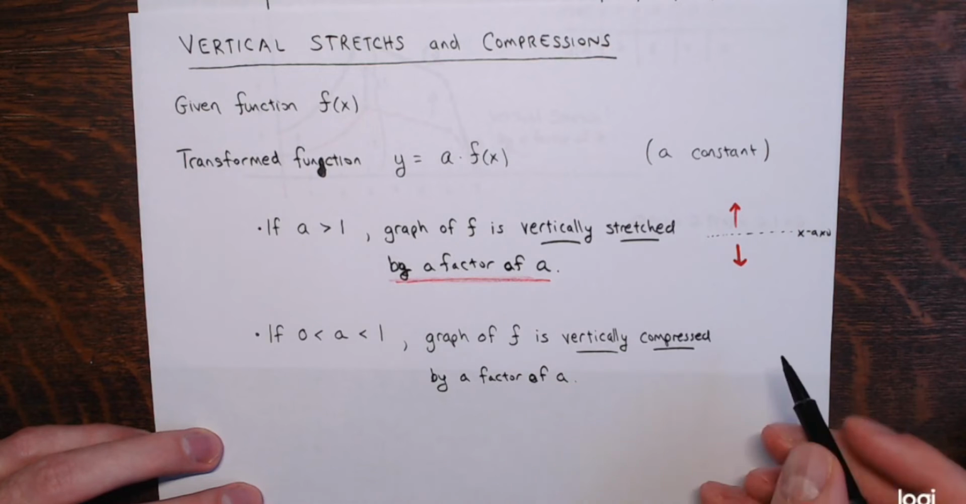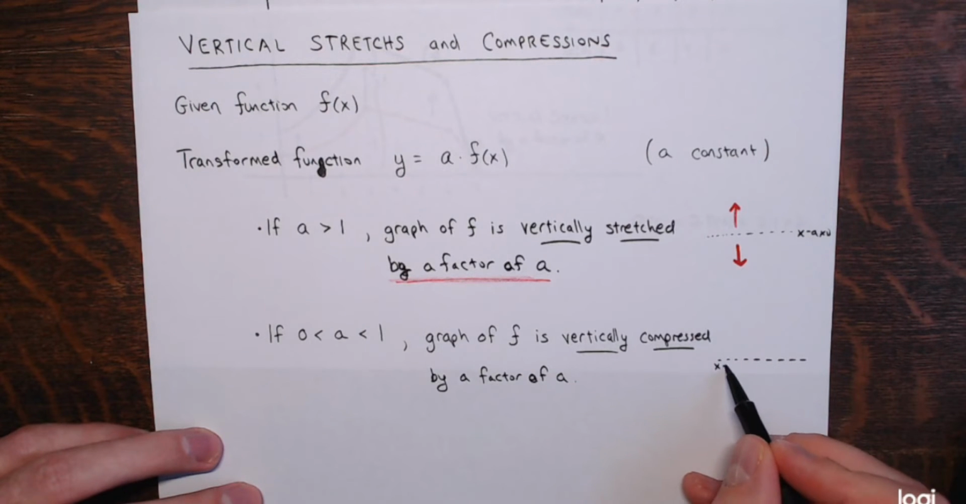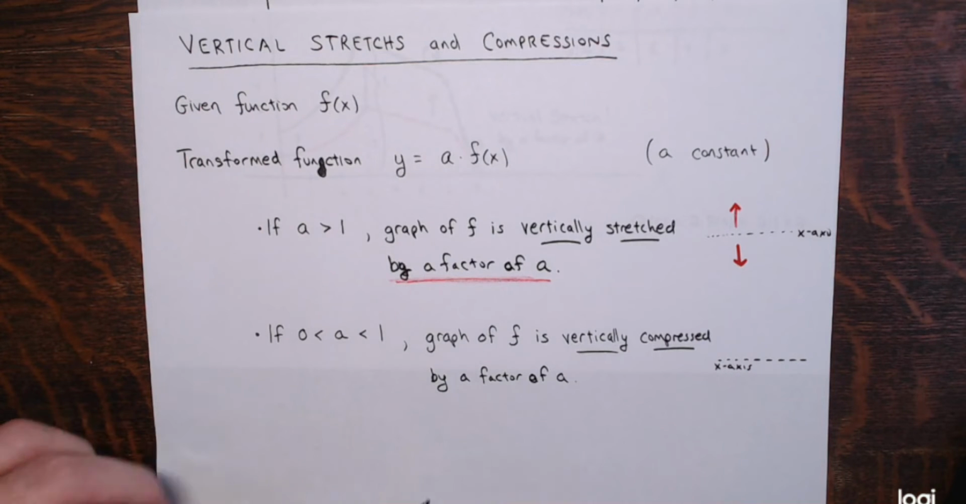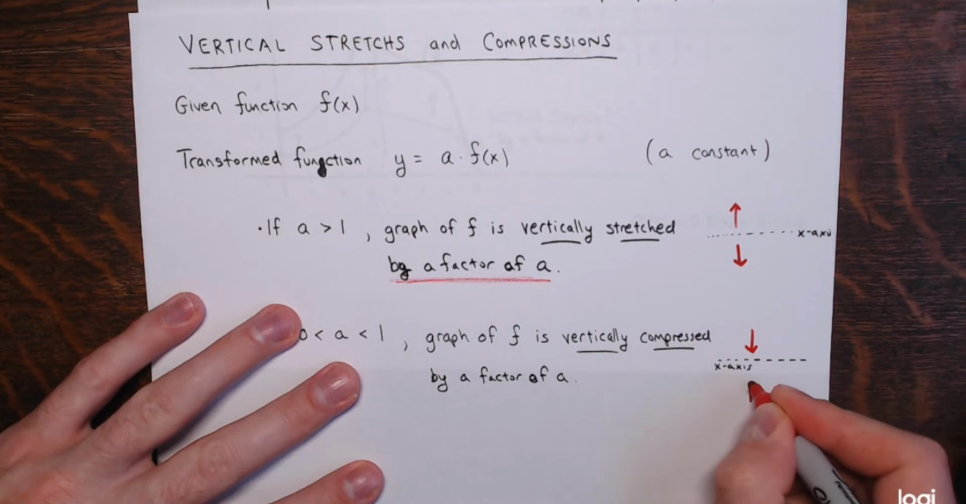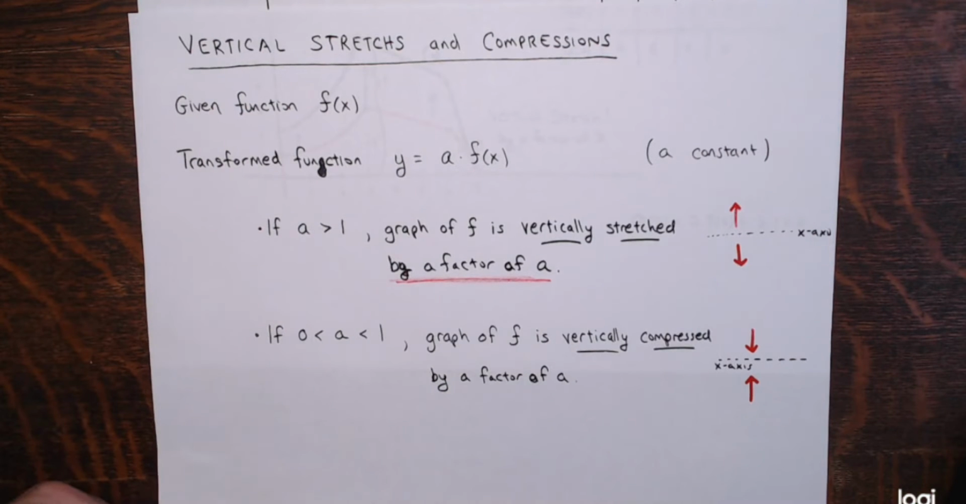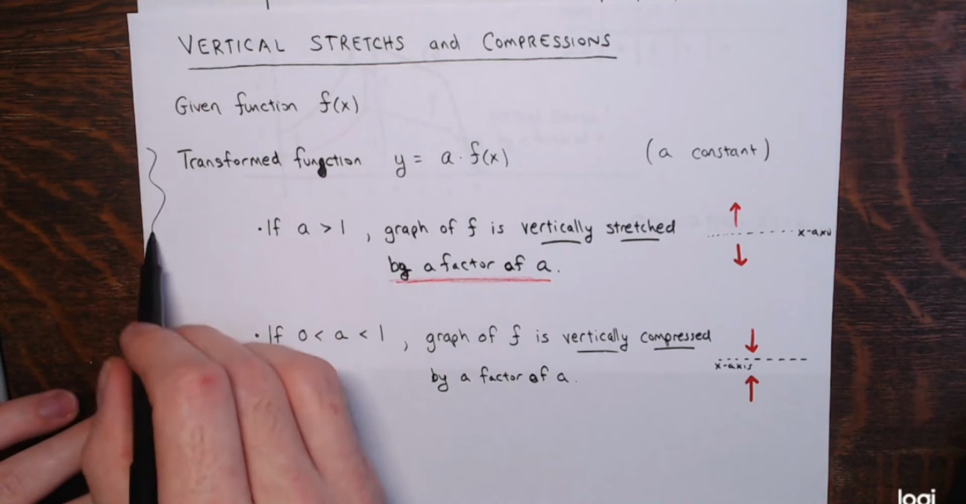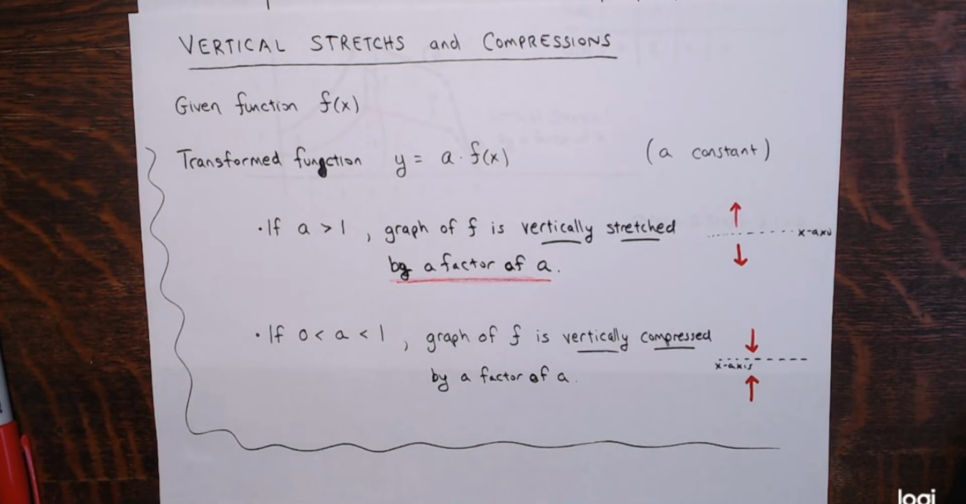Now, vertical compression means the following. Again, here's the x-axis, the horizontal axis. When I say a graph is vertically compressed, that means all the points on that graph are pushed closer to the x-axis. They're squeezed in, compressed in, instead of stretched out. And we'll get to examples like this in a second. So please know this. Know what it means to stretch and compress a function vertically.